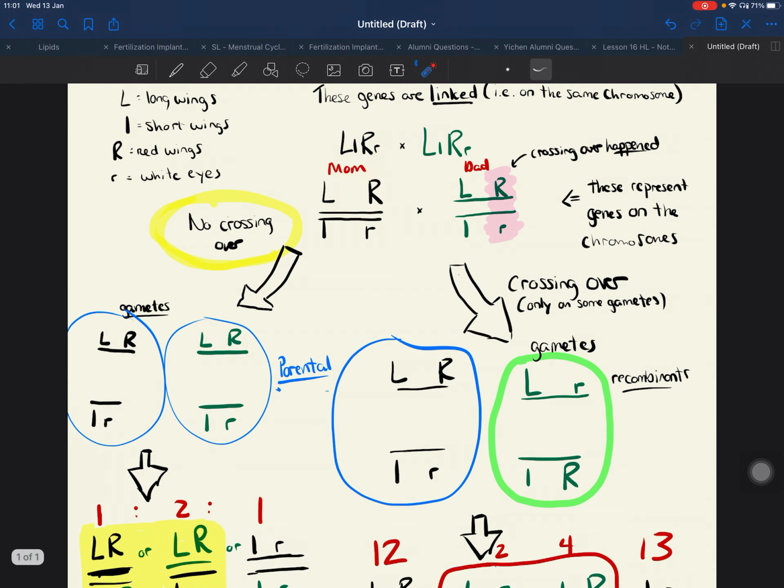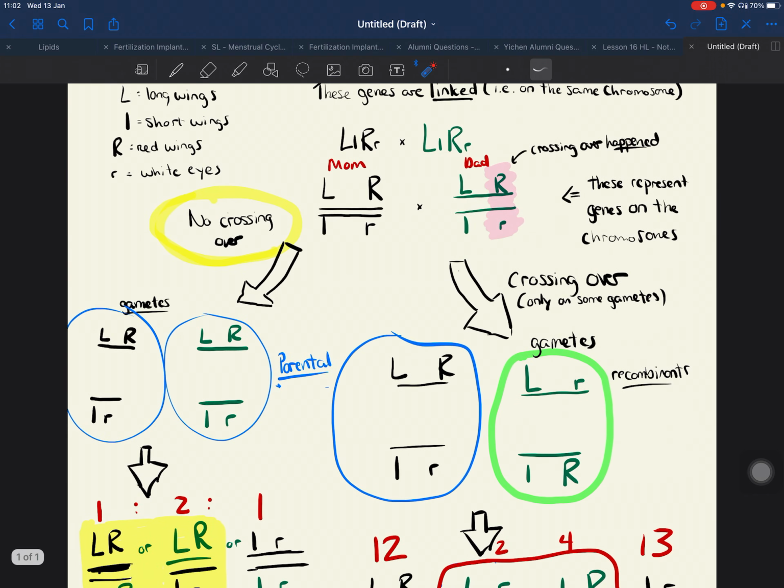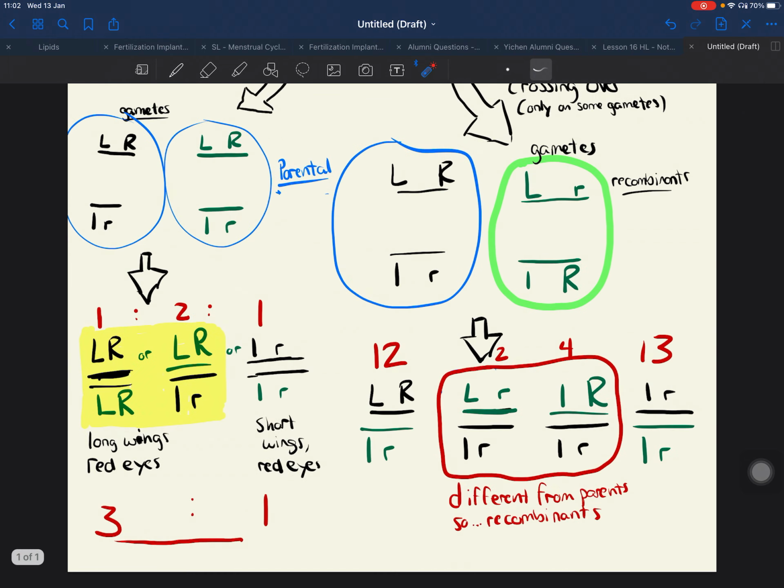Now, these other two, the giveaway is they're smaller numbers, and they're similar to each other. If they're the smaller numbers, we know that those are the recombinants. The second way we know is that none of these combinations were in the original parental possibilities. So what that means is crossing over had to occur here. So that's the key thing.